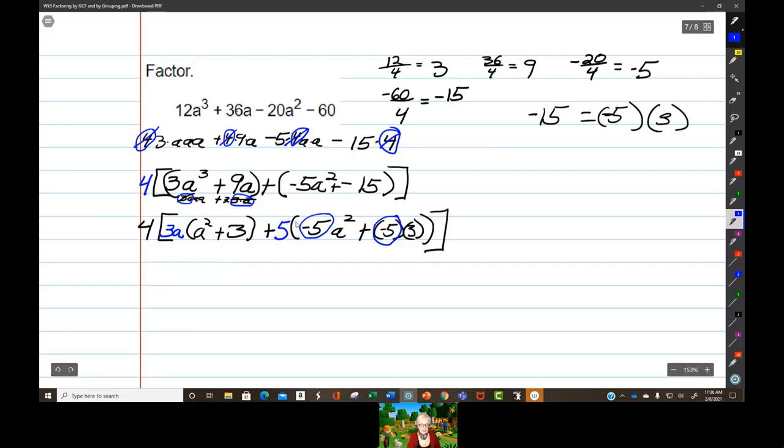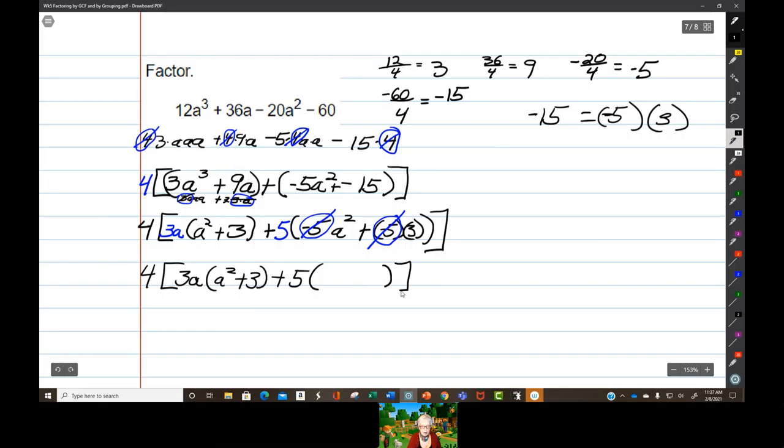Now I have a negative 5 and a negative 5. I'm going to move that out here, do it in one step, and then mark through the negative 5s. Now, I do have to take another step though. There's no reason to scrunch everything together.